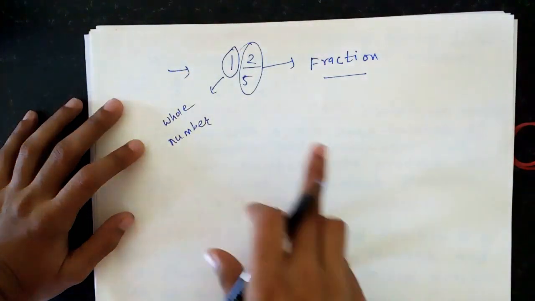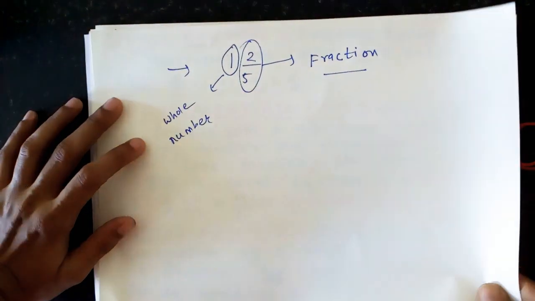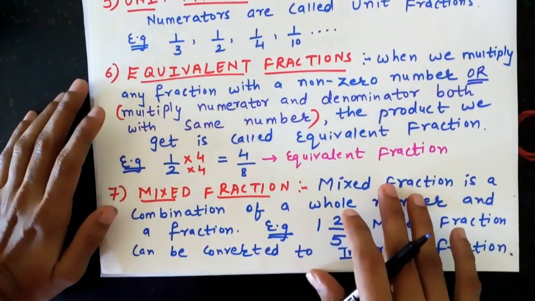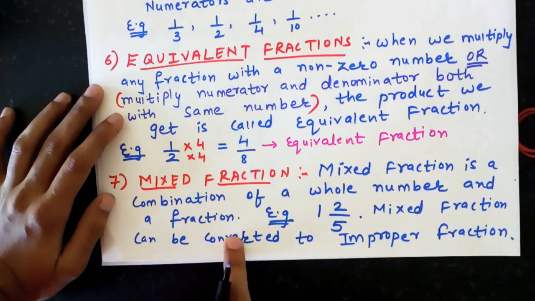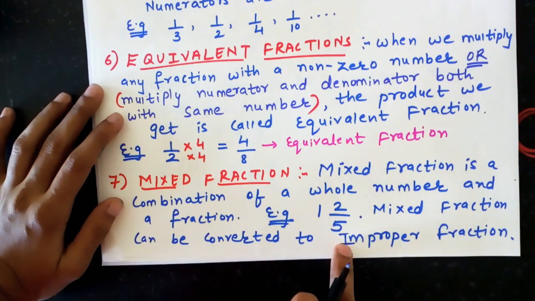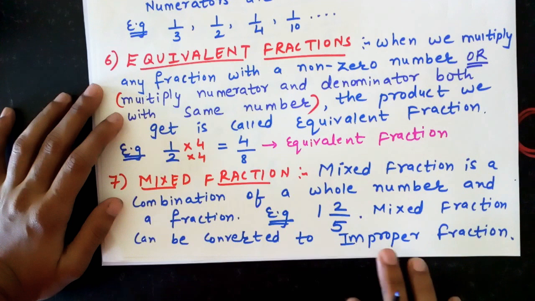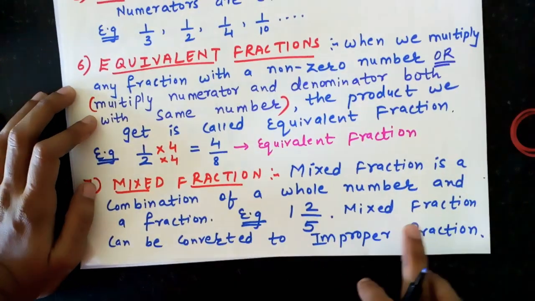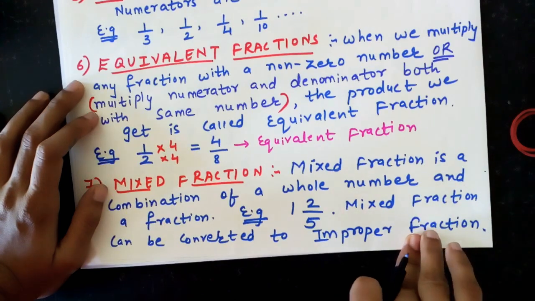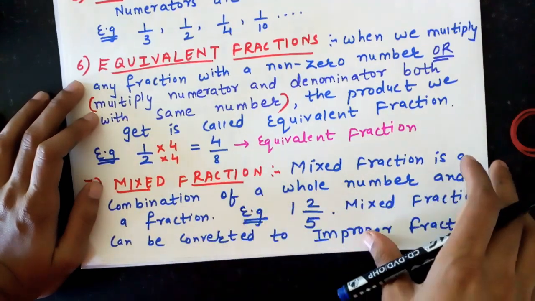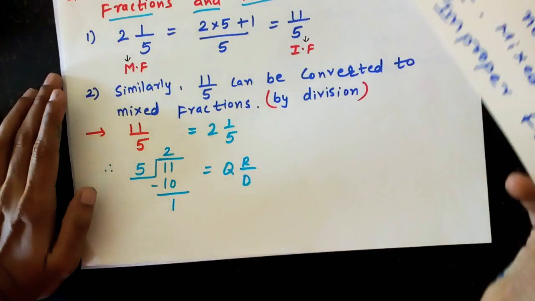So we get a mixed fraction. So 1 integer 2 by 5 is a mixed fraction. As the definition says, a mixed fraction is a combination of a whole number and a fraction. You can take other examples also. A mixed fraction can be converted to an improper fraction, and in the same way an improper fraction can also be converted to a mixed fraction. Let us see this.